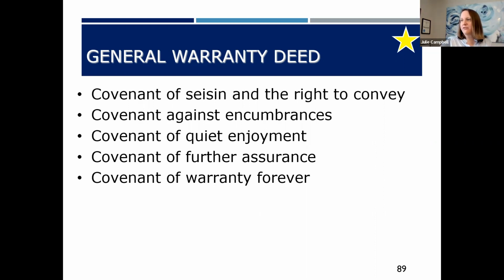Question came in about further assurance. That's just saying that the grantor will bring all the documents necessary to make it good. Did you pay the mechanic off that filed a lien on you? Then I need you to show me the receipt. I need you to show me the proof.